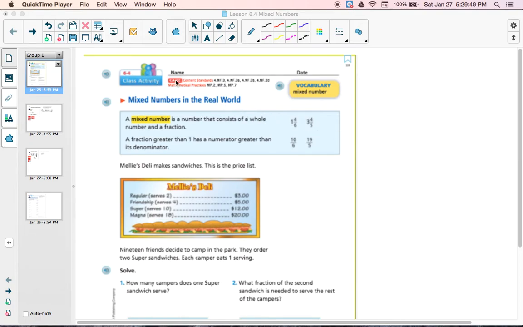All right, this is math, lesson 6.4. We're going to learn about mixed numbers and fractions greater than 1. All a mixed number is, it's mixed. It has a whole number and a fraction. So 1 and 4/6 is a mixed number. A fraction greater than 1 has a numerator greater than its denominator. So 10/6: the numerator 10 is greater than the denominator 6.